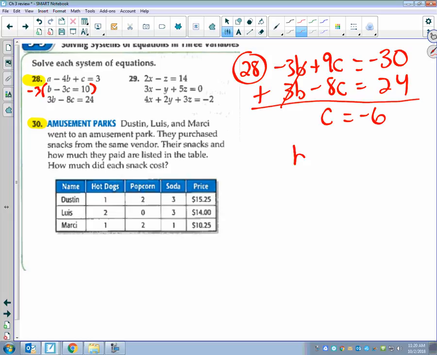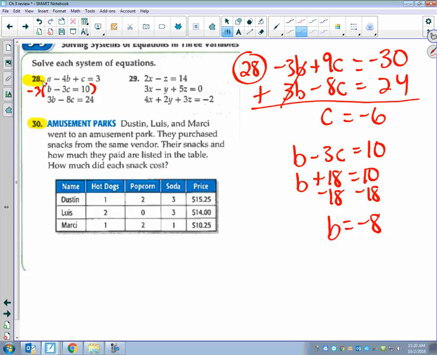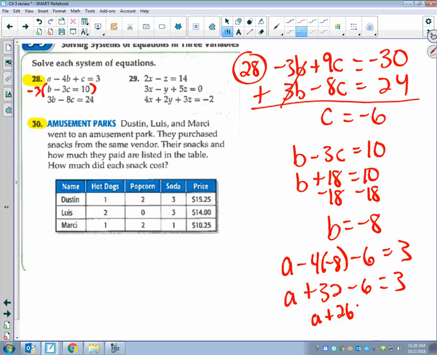And if I know C, then I can just plug back into one of those equations that has B and C in it. -6 times 3 is 18. So if I subtract 18, I get B equals -8. Then I have to go to an equation with A in it, and A minus 4B, so 4 times -8, plus C, which is -6, equals 3. So that would be plus 32 minus 6, 26. So that would be A plus 26 equals 3. So I get that A equals -23.